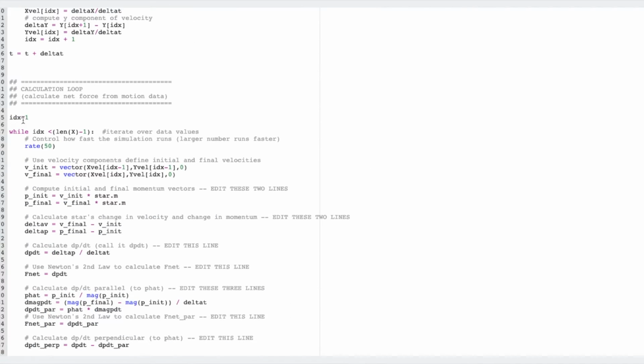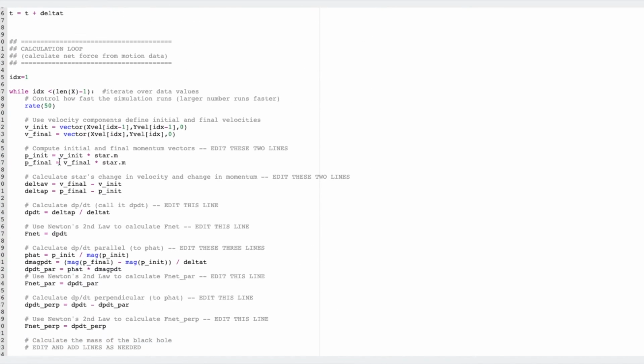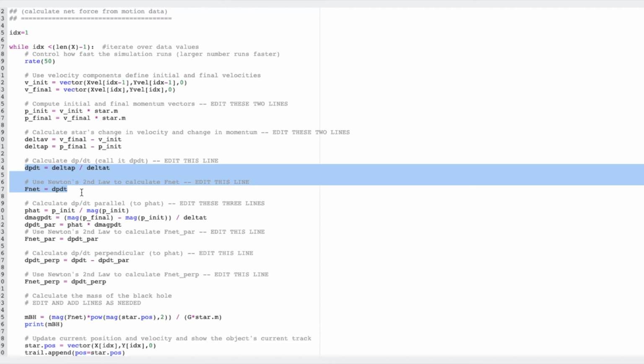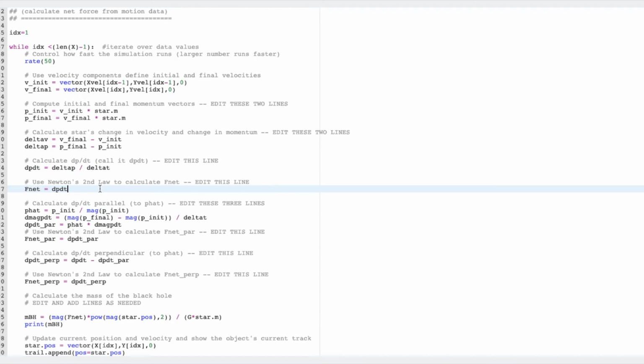And then here's the heart of our code, where we calculate P initial, P final, V initial, V final, using the simple concepts that we learned, such as P is equal to M times V. Then we calculate delta P and delta V. And then here we have our two most important statements. First, we calculate dp dt to be delta p over delta t, and then we state that F net is equal to dp dt, using Newton's second law, or the momentum principle, to say this.